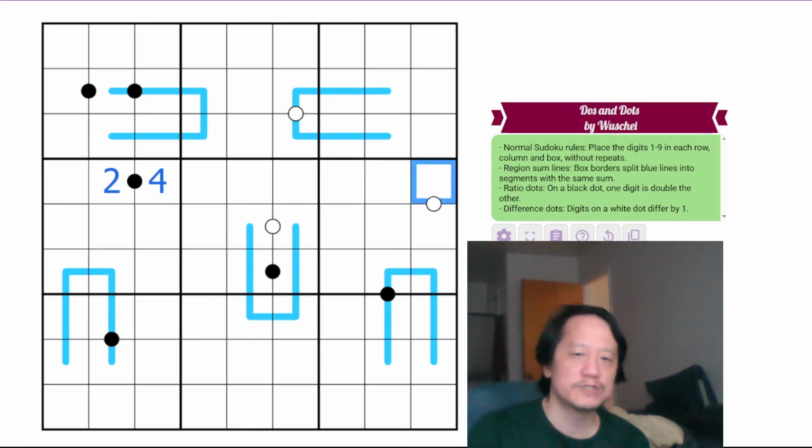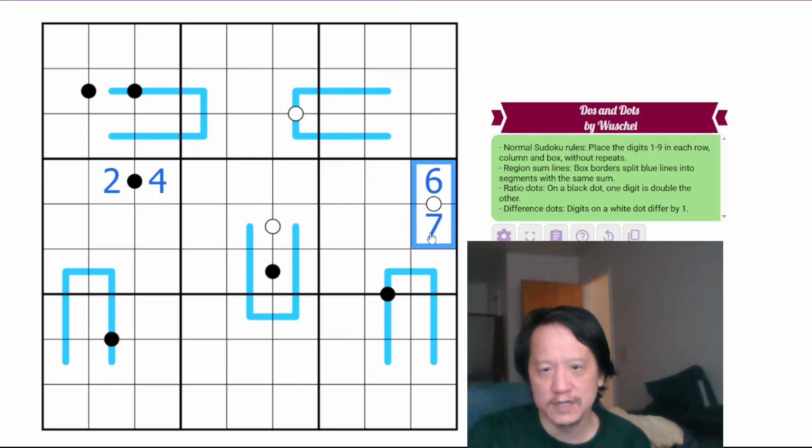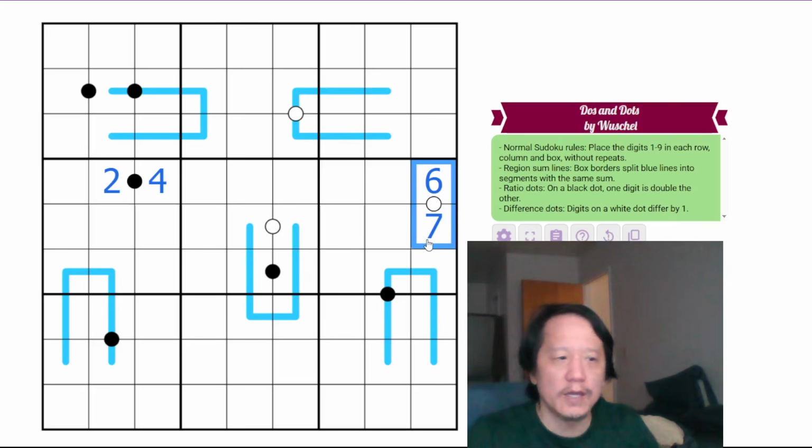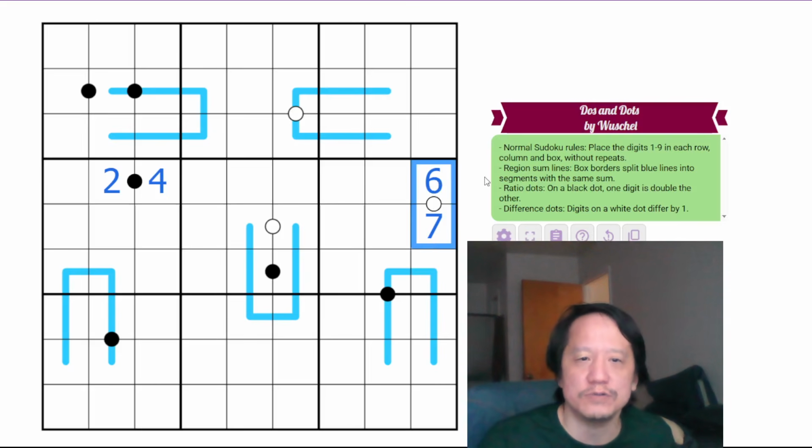And say this was 6 here, then this would have to be 5 or 7 to make sure that these dots have a difference of 1, or in other words, are consecutive. They would have to have a difference of 1 or be consecutive. It's the same thing, because there's a white dot between them. And those are all the rules.